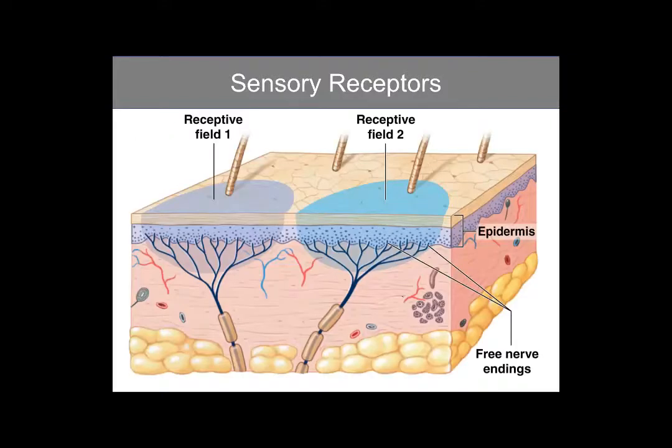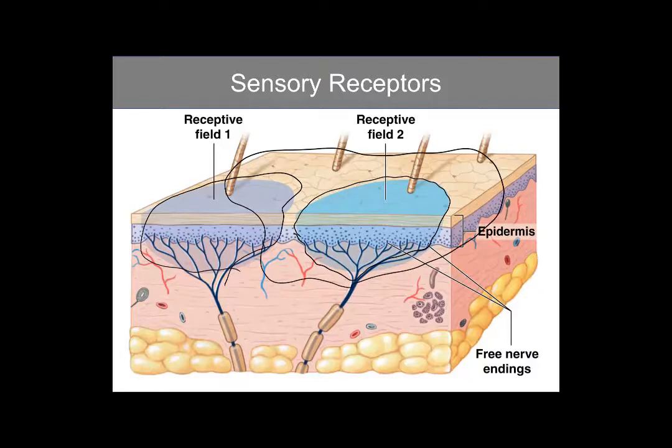If I advance one slide, we can see an image with two receptive fields. Here we have two free nerve endings, and they have a very characteristic field that they cover. So the larger the receptive field becomes, if this receptive field was more encompassing, it's more difficult to localize where that particular stimulus is occurring. So you can't tell if you've been pricked with a pin here or here or here because it's all covered by the same receptor.